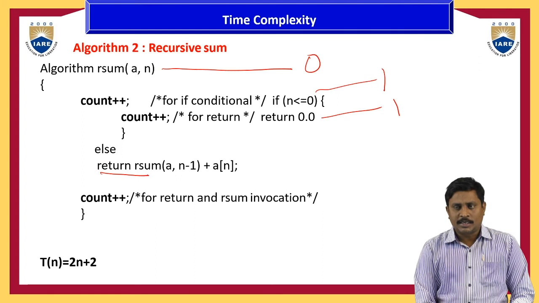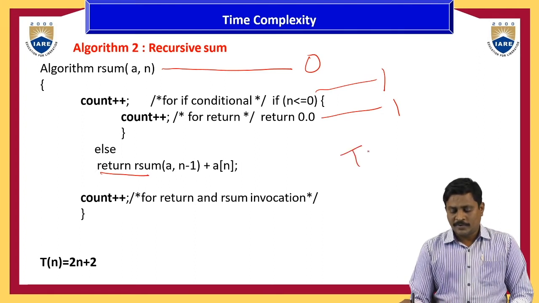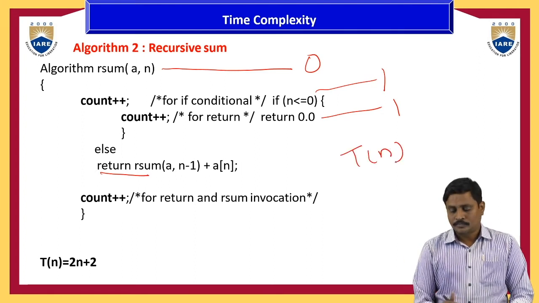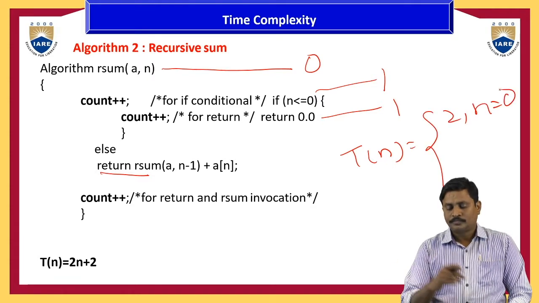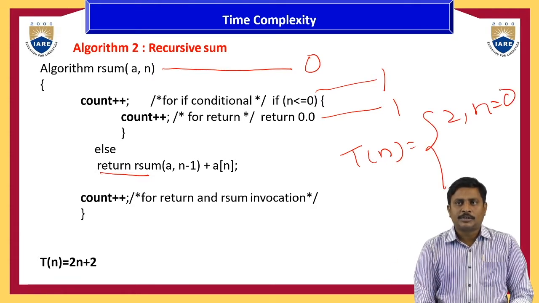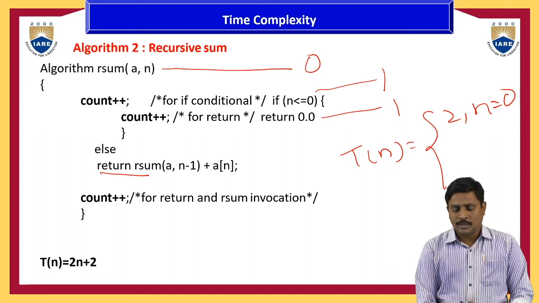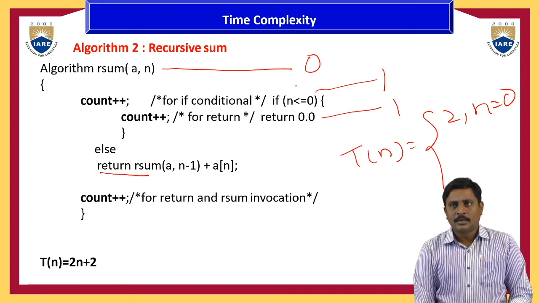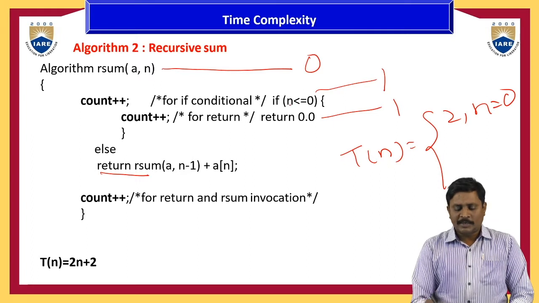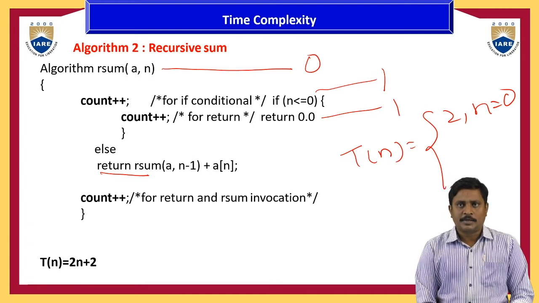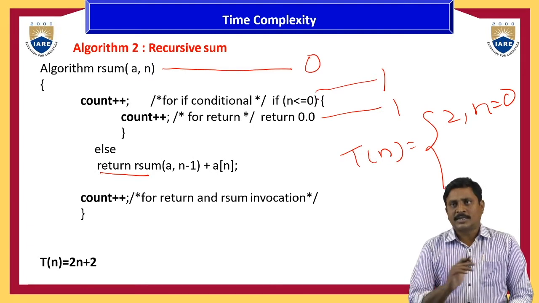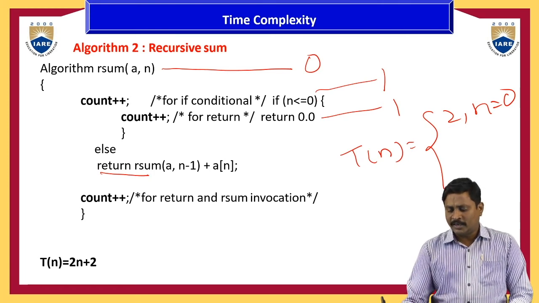Now here we see that T of n equal to 2 whenever n equal to 0. Whenever n equal to 0, T of n value is 2. So n equal to 0, this condition is satisfied. This condition satisfied means the second return function is not executed. Next we come here. If this condition is not satisfied, that means n value is greater than 0.